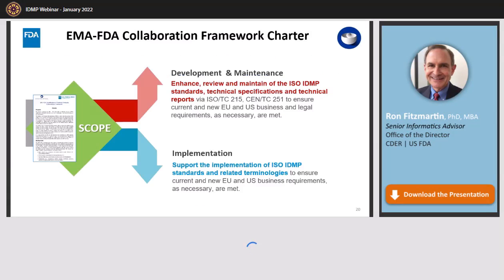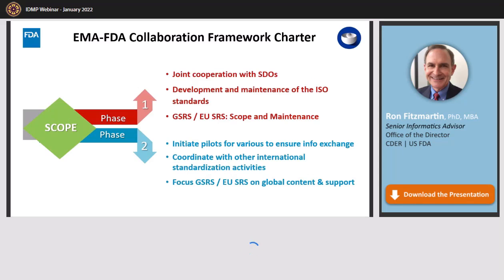On a high level, the scope of the collaboration focuses on development, maintenance, and implementation of the ISO IDMP standards. What is important here is that activities to accomplish this need to ensure that the EU and US business, regulatory, and legal requirements are met. The framework has two phases. Phase 1 is focused on cooperation with SDOs, development and maintenance, and GSRS and EU SRS. Phase 2, which we are pretty much in now, is to work on pilot projects and to coordinate with other international activities and activities surrounding global content in support of GSRS and EU SRS.